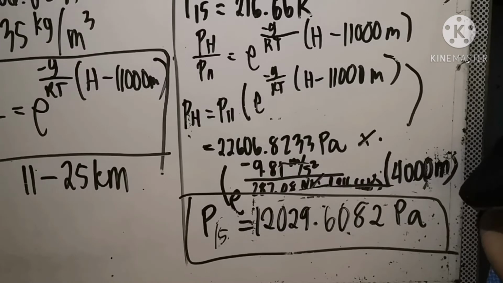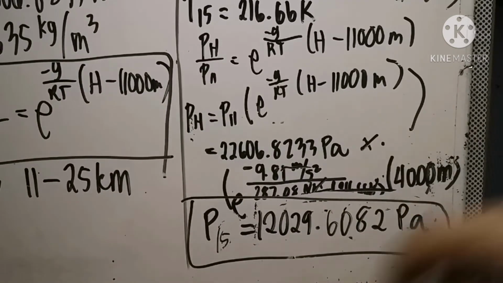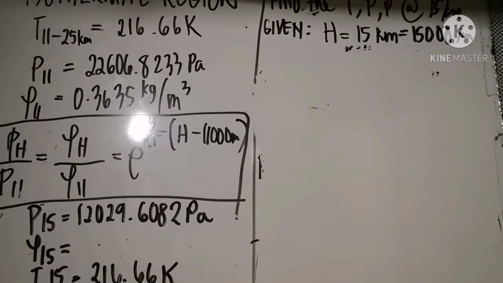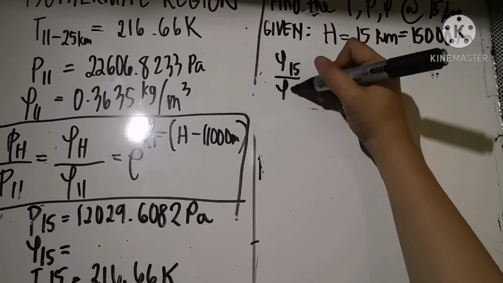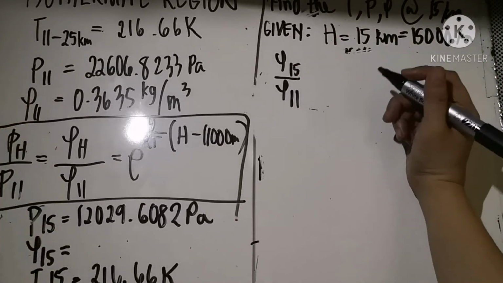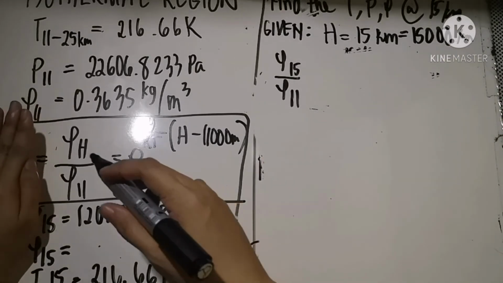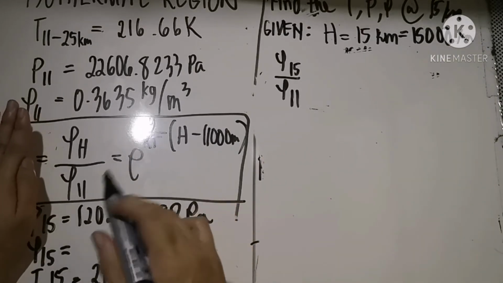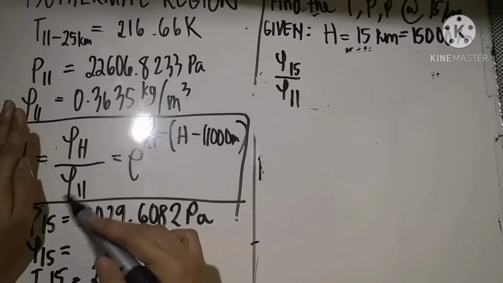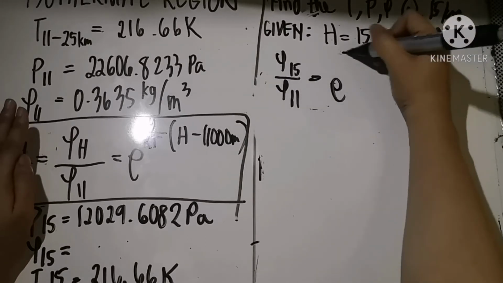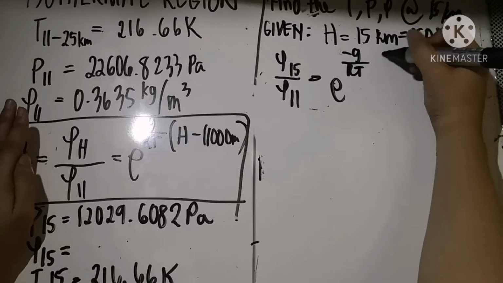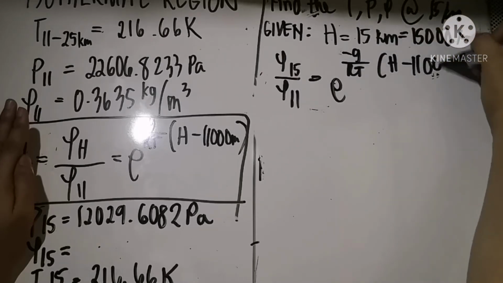Let's solve the density at 15 kilometers. We already have the temperature and the pressure at 15 kilometers. Now, last, let's find the density at 15 kilometers with this formula. The density at any height between 11 and 25 kilometers over the density at 11 kilometers is equal to e raised to negative g over RT times the height minus 11,000 meters.